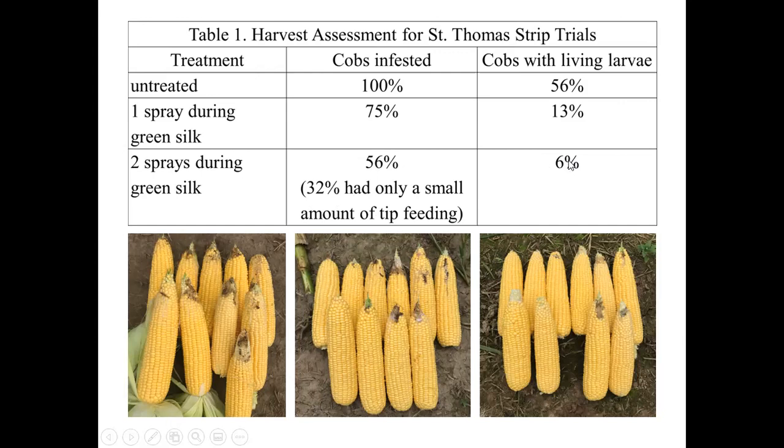And then 6% of the cobs had living larvae. And so that just illustrates that sometimes you do need more than 2 sprays, and also that early spray timing is important too, because we were a little bit late getting in there. So some of that damage had already started to occur before we applied the insecticide, and it's not going to rescue a problem that's already started to occur.